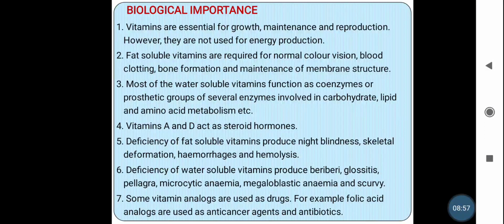Again, some vitamin analogs are used as drugs. For example, folic acid analogs are used as anti-cancer and antibiotic agents. So certain vitamins like folic acid have a similar structure to different types of drugs. So folic acid has the same structure as the anti-cancer and antibiotic drugs.